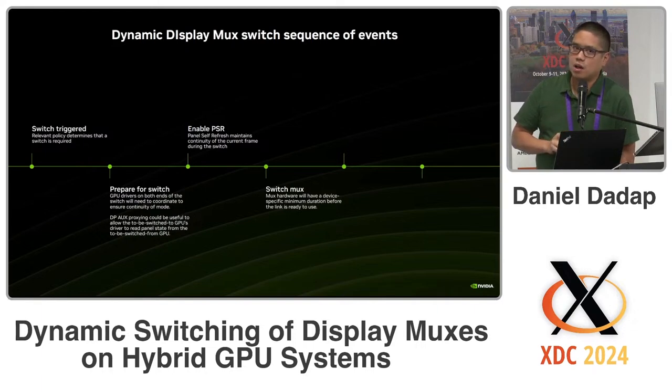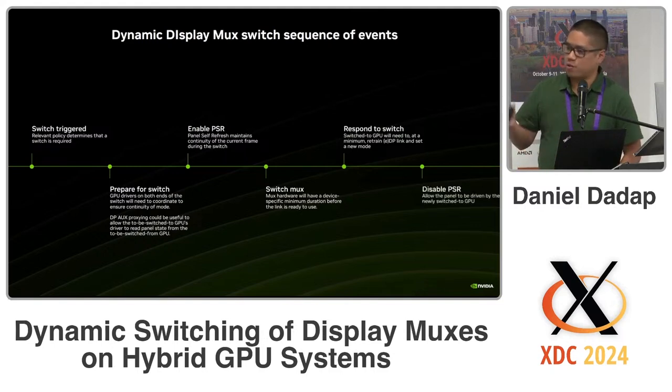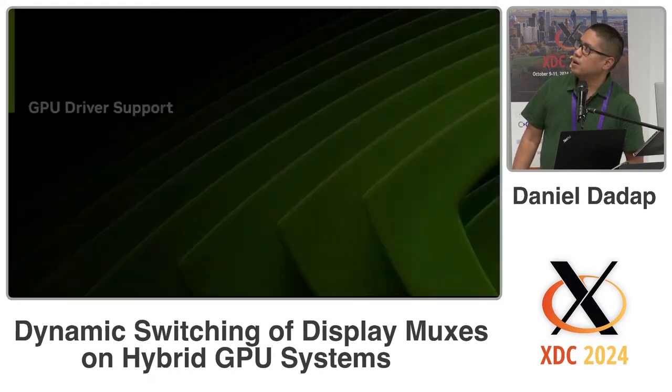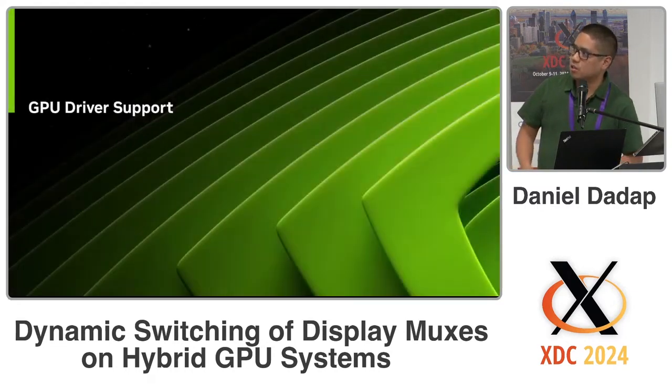The mux switch itself happens, and there's going to generally be a specific minimum amount of time that's dependent on the actual mux hardware itself before the link is usable by the switch to GPU. Once that time has elapsed, then the GPU that's been switched to can set a mode, and we can start rendering graphics, turn off PSR, and move happily on our way.